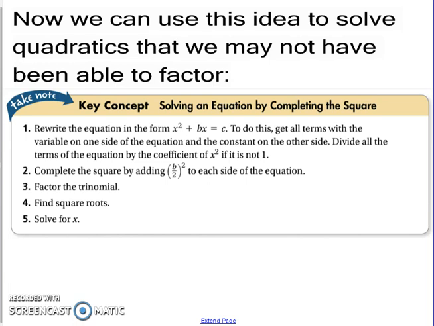So in math, you want to always make sure that both sides of the equation are equal. So if you add something to one side, you have to add it to the other side as well. Then the left side becomes a perfect square trinomial that you can write as a binomial squared, and then you take the square root, and then you solve for x.